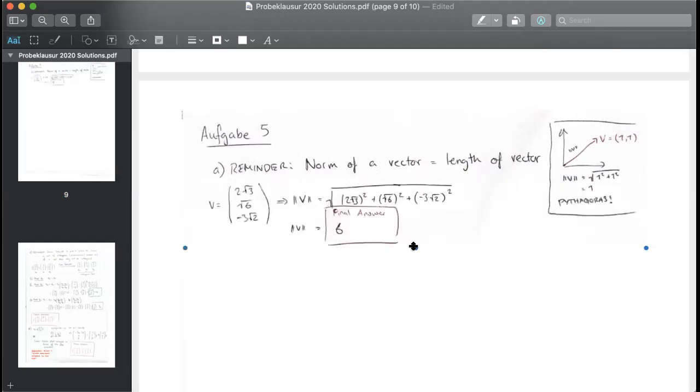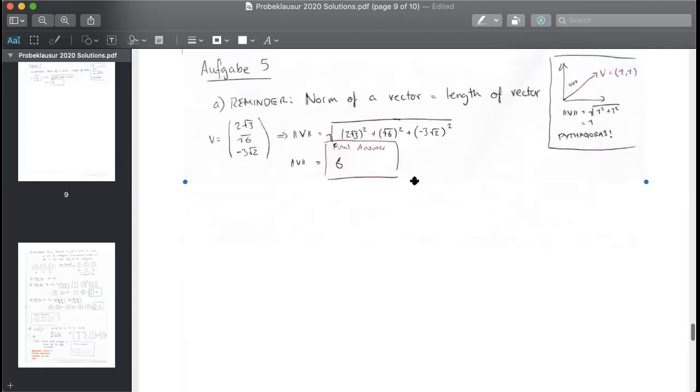Okay, back to the question. Here we have our vector v, and they ask for the norm of v. This double line on both sides is the notation for the norm. So the norm of v is just the square root of the squares of each of the components of v: that squared plus that squared plus that squared, here, here, and here, and take the square root. You get your final answer very quickly.